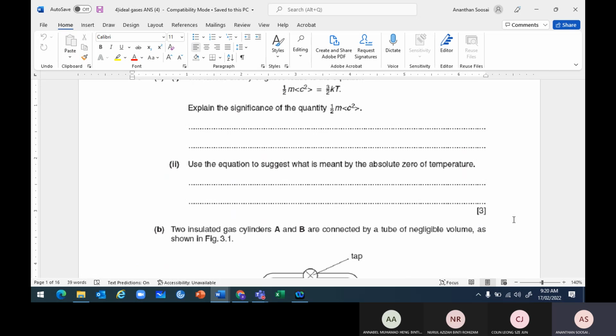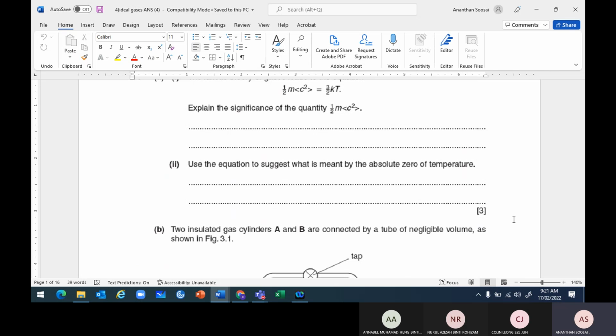Use the equation to suggest what is meant by absolute zero of temperature. Absolute zero, 0 Kelvin. What is meant by 0 Kelvin? What is happening at 0 Kelvin? Anybody? Absolute zero. What is meant by absolute zero? What is happening at that temperature? The particles possess zero kinetic energy. Okay. So absolute zero is 0 Kelvin, a temperature where the particles possess zero kinetic energy.